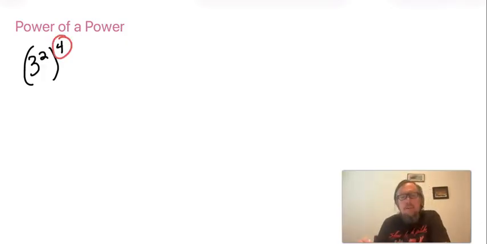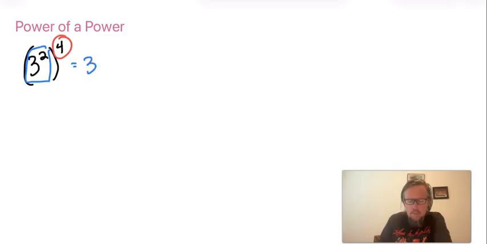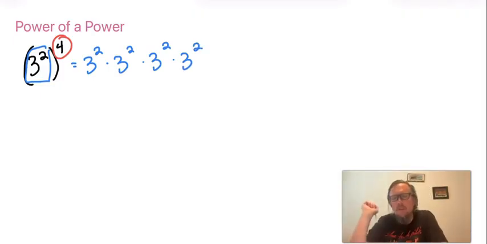Raising something to the fourth power means multiply it by itself 4 times. So what are we multiplying by itself 4 times? 3 squared. This is 3 squared times itself 4 times. So this equals 3 squared times 3 squared times 3 squared times 3 squared. That's what it means when you raise something to the fourth power.